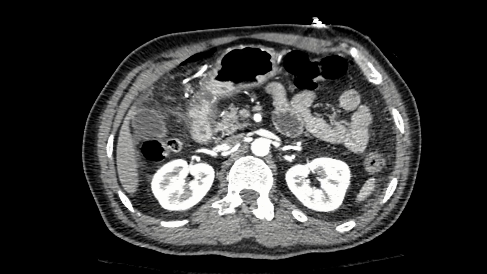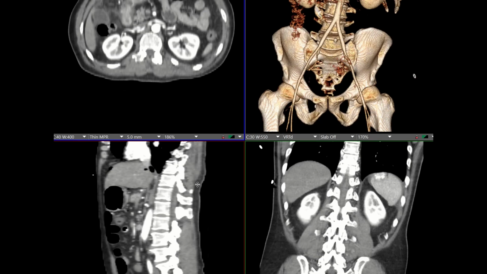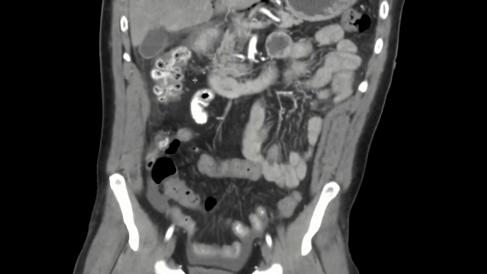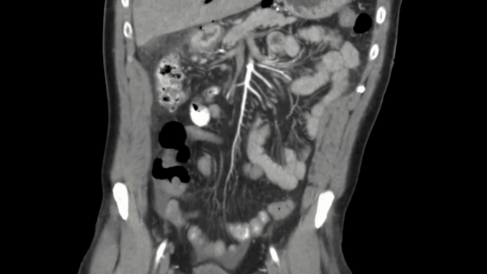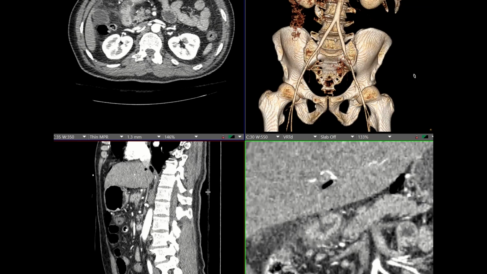Now, if we look at the coronal view on this particular patient here, we can see that sure enough, within the distal stomach here, there is actually a hole right here within this distal stomach here, and this is where the perforation is occurring. Now, why is this patient presenting with right lower quadrant pain?